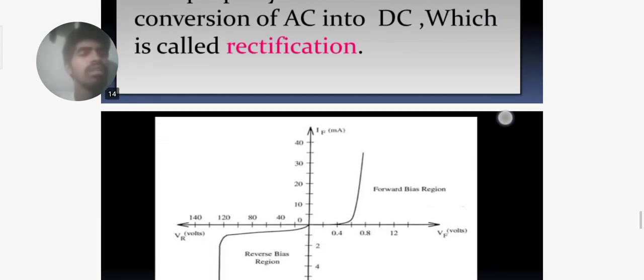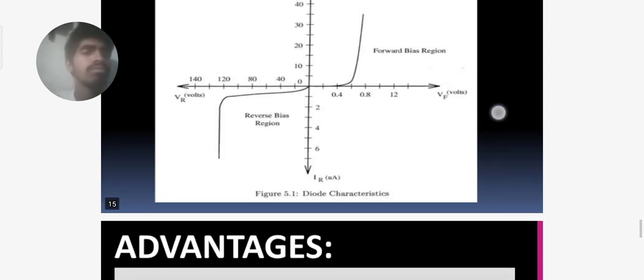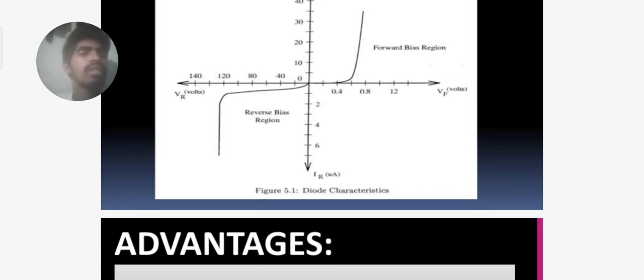AC into DC. So we can observe here one of the graphs I have mentioned, that is the forward bias and the reverse bias. I can mention here current on the vertical axis and volts on the horizontal axis, VR and IR, that is the forward bias and the reverse bias. So this is the diode characteristics.